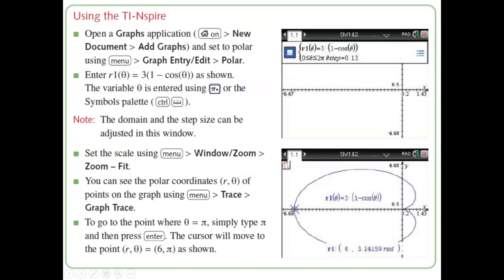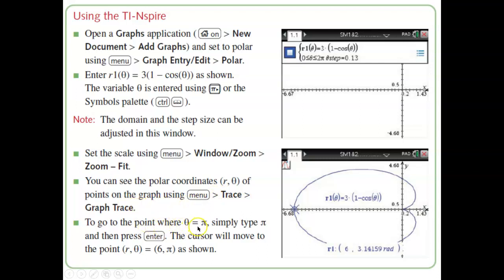Okay, so this is how we do it on our CAS. If you go to a graphs page, menu, graph entry edit, polar, then it will give you this r1 theta equals. You can type in the equation. The theta is in the pi button. You can change the domain and the step size, but 0 to 2 pi and 0.13 are good for most purposes. And then it might be that you need to zoom in or out to be able to see your graph better. You can trace points on the graph using trace, which is in menu.